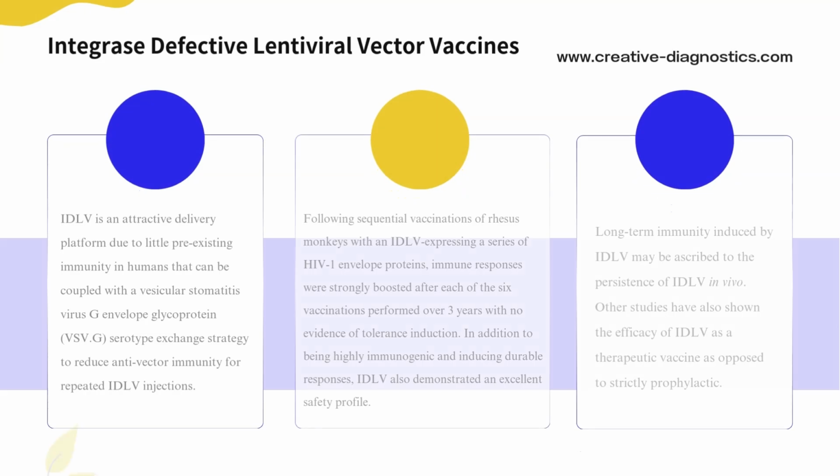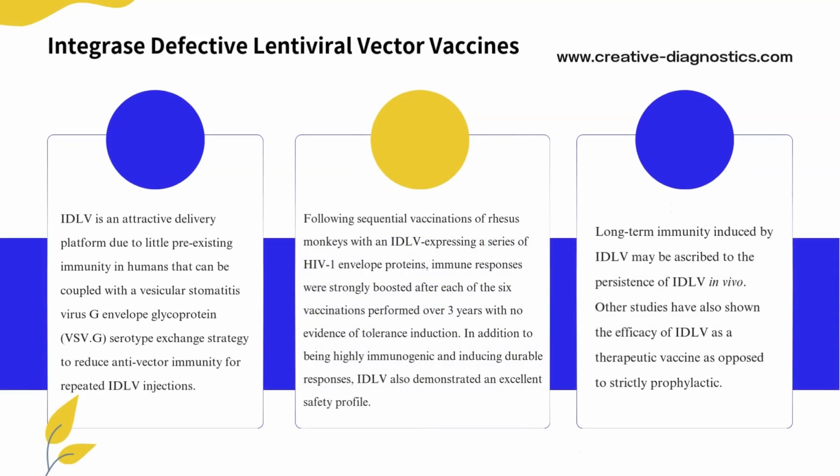IDLV is an attractive delivery platform due to little pre-existing immunity in humans, and it can be coupled with a vesicular stomatitis virus G-envelope glycoprotein, VSV.G, serotype exchange strategy to reduce antivector immunity for repeated IDLV injections. Following sequential vaccinations of rhesus monkeys with an IDLV expressing a series of HIV-1 envelope proteins, immune responses were strongly boosted after each of the 6 vaccinations performed over 3 years with no evidence of tolerance induction.